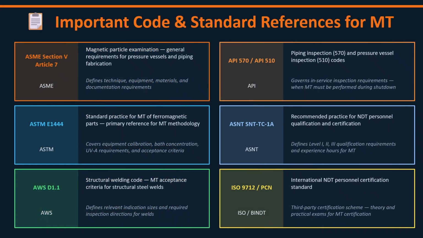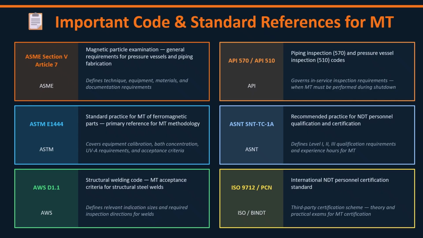Codes and standards define the framework within which MT is performed and accepted. The presentation identifies several important references, but the inspector must always verify the current edition and the exact document governing the job. ASME Section 5, Article 7 addresses magnetic particle examination requirements in applicable pressure equipment contexts. ASTM E1444 is a major practice reference for MT of ferromagnetic parts and addresses methodology and process controls. AWS D1.1 is important for structural welding applications.